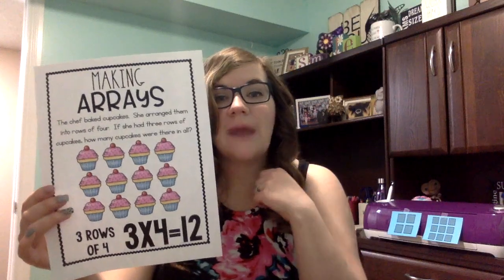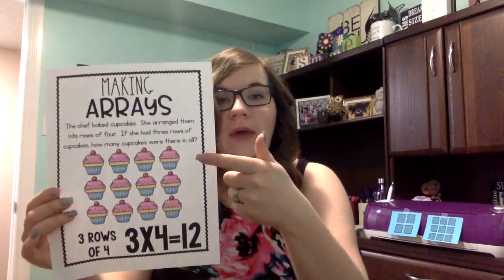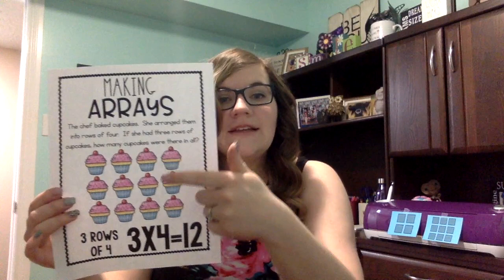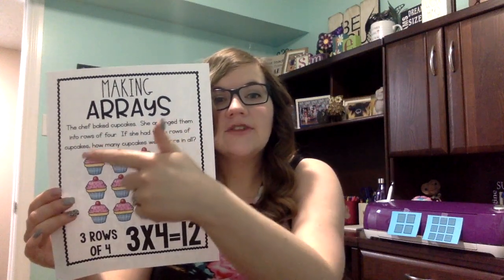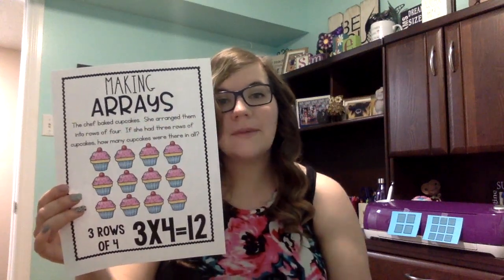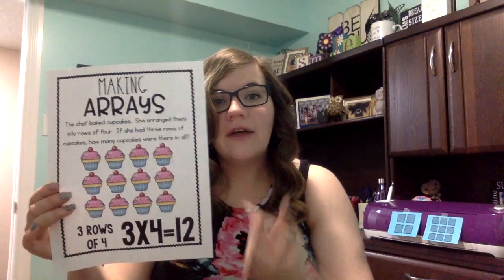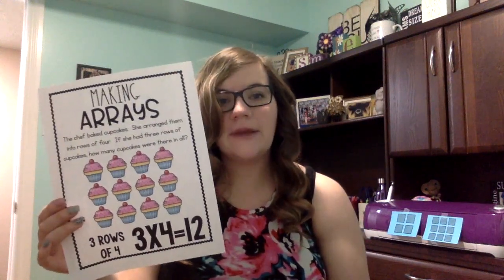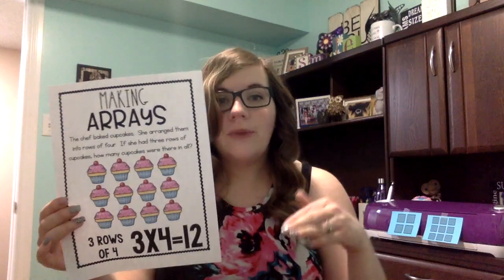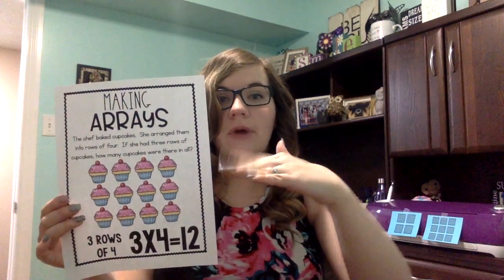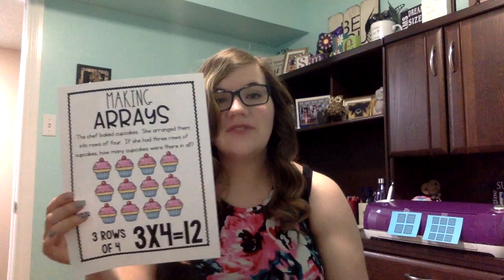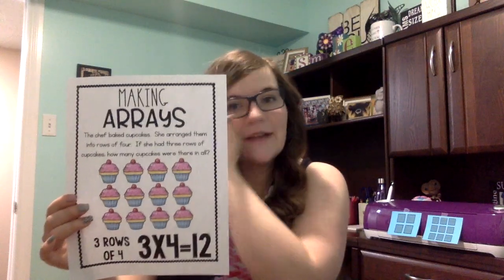If we know how to skip count by 3s, we can count the columns, 3, 6, 9, 12. Or we can skip count by 4s, 4, 8, 12. It's a different way of arranging our information. Arrays have to be in order of rows and columns instead of just in groups like the last couple examples.